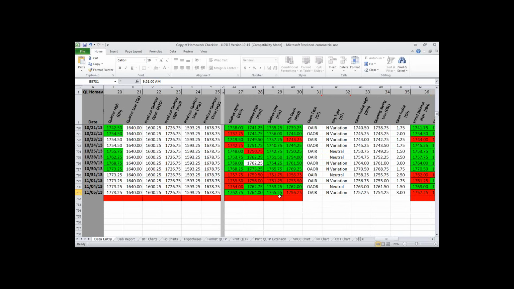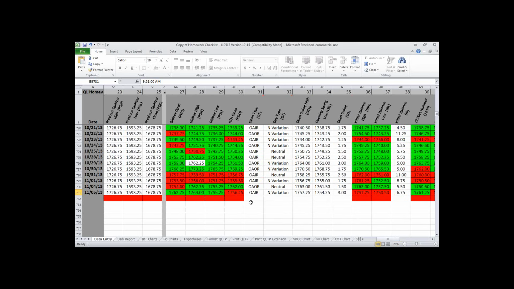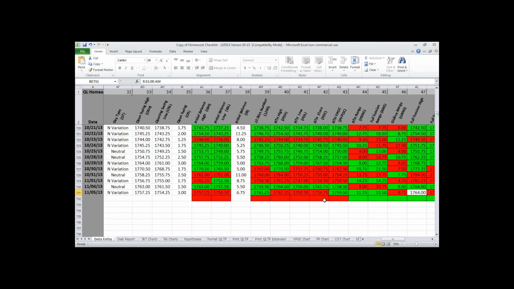We'll take a look at that on the composite chart. We had pretty much a doji day yesterday in the RTH. We opened at 1756 and a quarter, and we closed at 1756.75. But value increased. We held value.